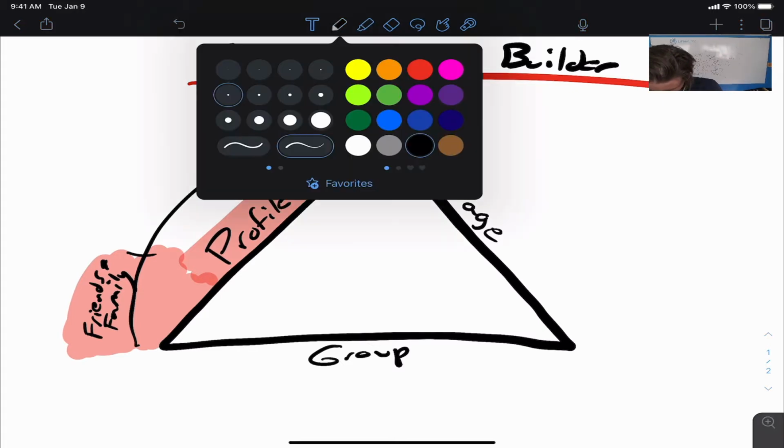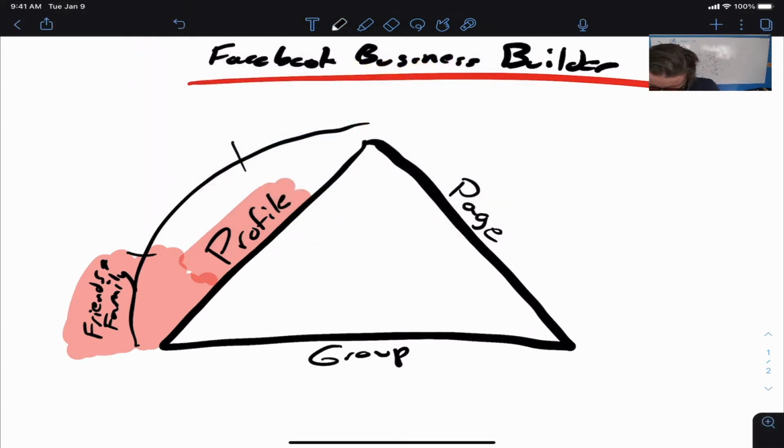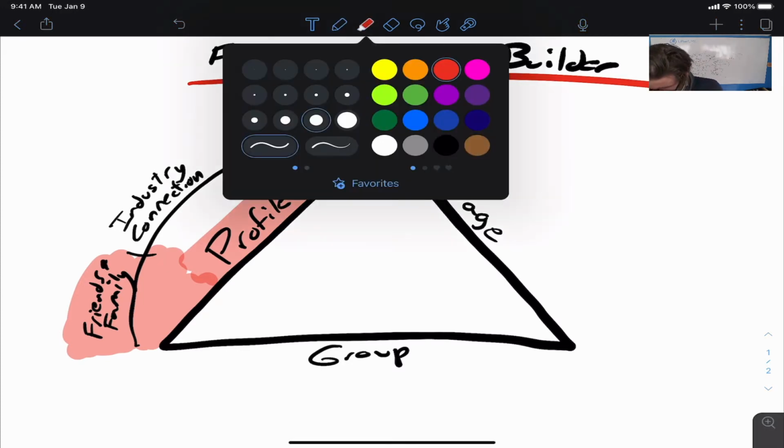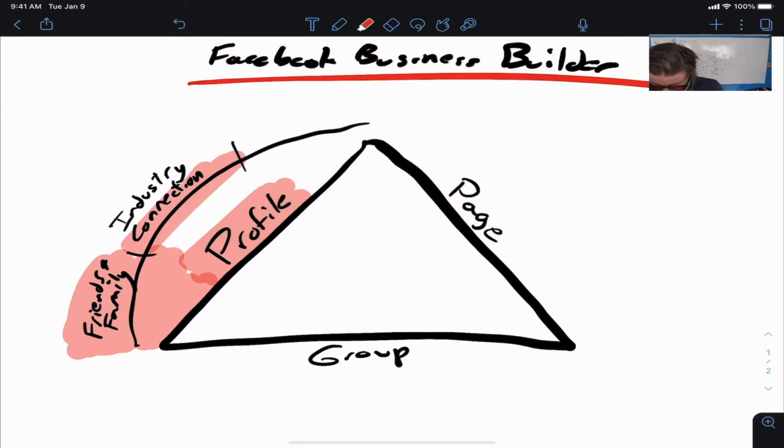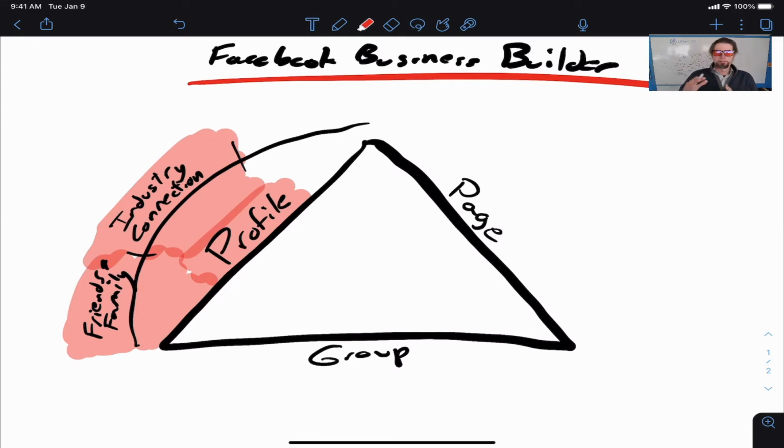The next thing to use your personal profile for is your industry connections. These aren't necessarily customers, but when you go to a conference and meet somebody new, or you're on somebody's podcast, or you're connecting over and over again with somebody in another area of social media, you can connect with them and build out your social network, your social graph.